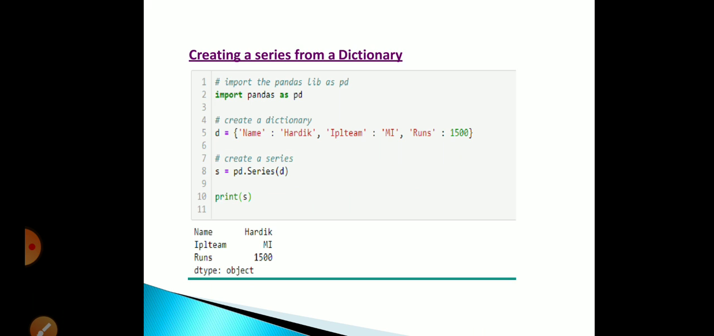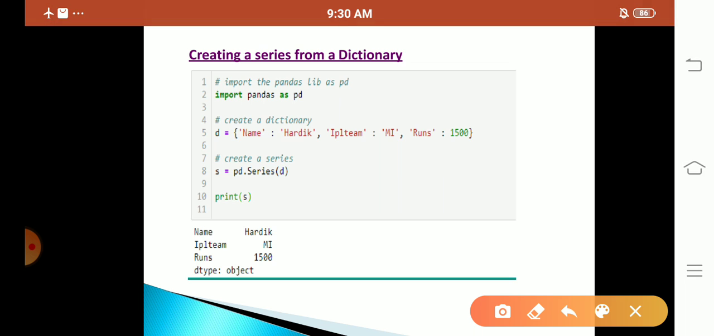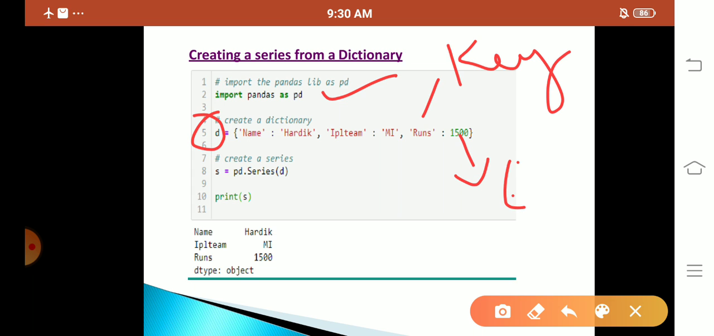Next, creating a series from a dictionary. How can you create a series from a dictionary? First you have to import pandas as pd. pd is the short form. Next, how to create a dictionary? In the last classes in 11th we learned how to create a dictionary. So d equals, in d I am storing my dictionary values. Name will be Hardik. Next is IPL team, which will be MI. Runs are 1500. The key is there and the element is there. This is known as the key, and this is known as your element.